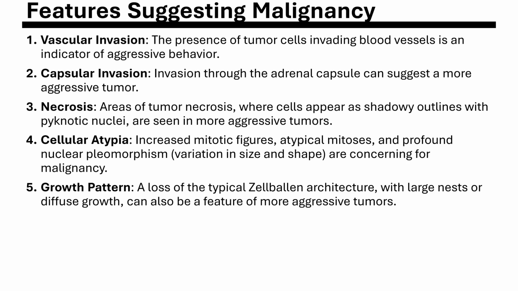And next we can appreciate the growth pattern. There will be the loss of the typical Zellballen architecture with large or diffuse growth. We had seen in the previous video, that is part 1 video, the benign condition where Zellballen architecture is appreciated in the microscopic feature of the pheochromocytoma, surrounded by the sustentacular cells, and so these types of microscopic feature of the pheochromocytoma will be lost once it begins to go towards the malignancy.